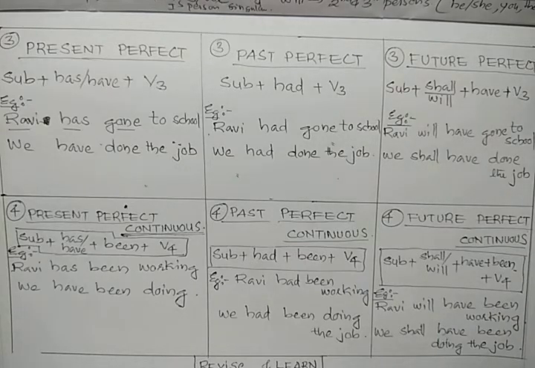Future perfect continuous. Here the structure is subject plus shall or will plus have plus been plus V4. See the example. Ravi will have been working. Ravi plus will plus have plus been, then V4 of work, that is working. We shall have been doing the job. We plus shall plus have plus been plus V4 of do, that is doing.